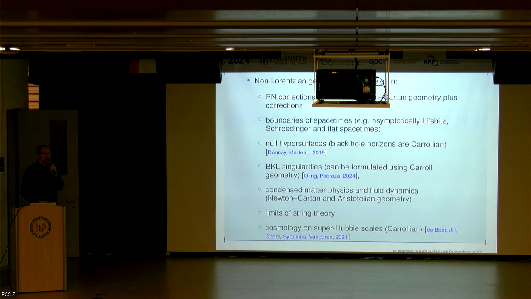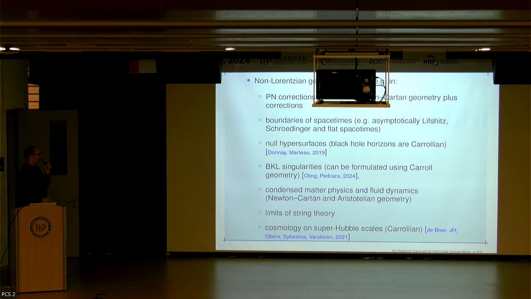So where do you encounter these? Once you've identified this kind of structure, you start seeing them pretty much everywhere. This is a very incomplete list, but just to give you an idea: if you do post-Newtonian corrections in GR, obviously the words suggest you start with a Newtonian description of gravity, and then you add corrections to get better and better approximations of GR. So this starts with Newton-Cartan geometry, and then you get corrections to this kind of geometry. I will explain in more detail later what that looks like.